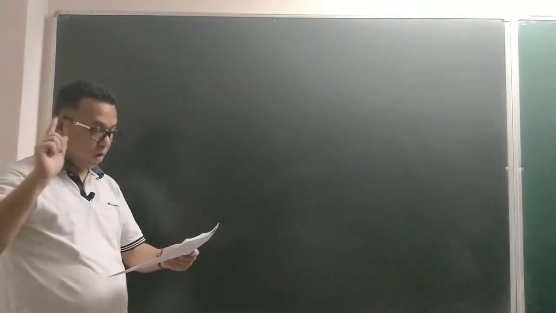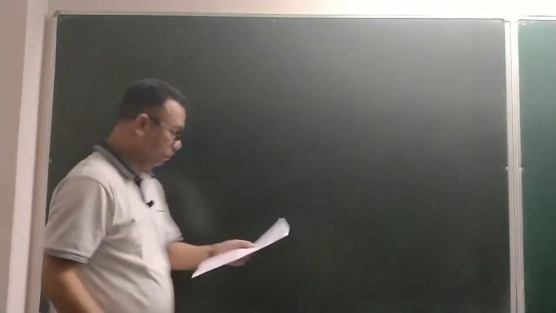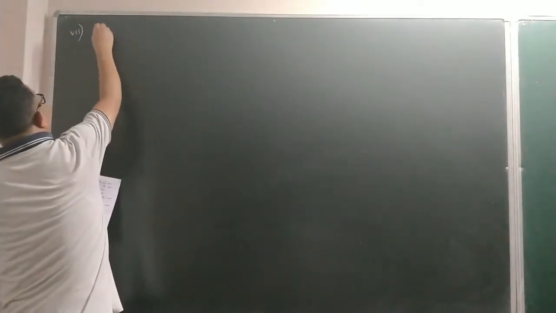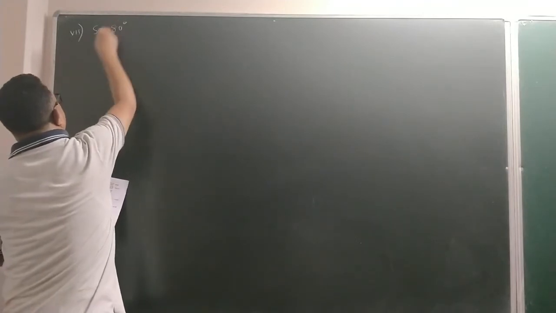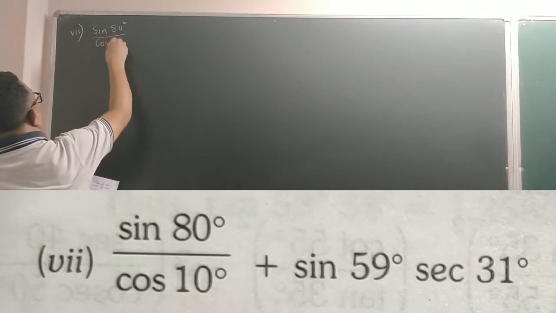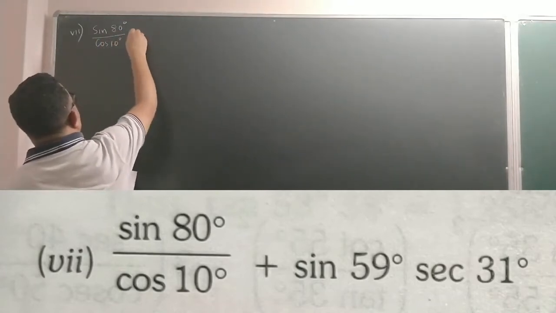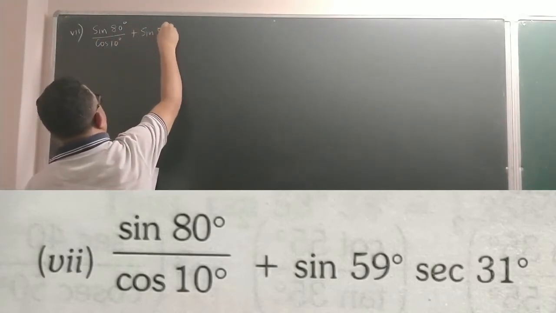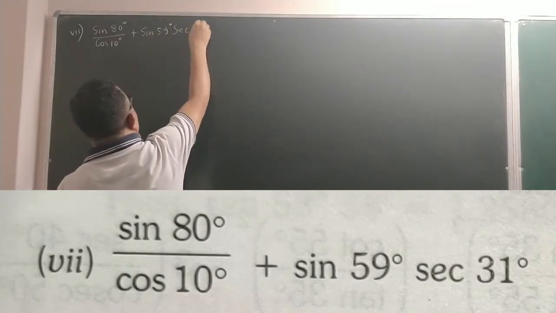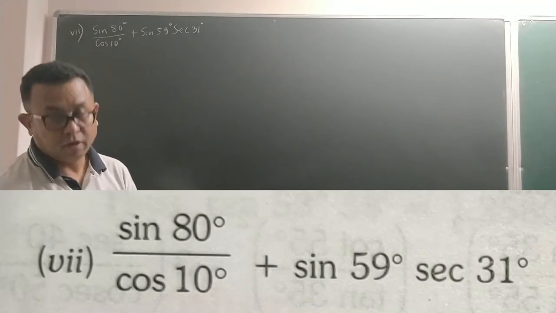Let me solve one more question from question number 1. Yeah, this is question number 1-7. It is sine 80 degree by cos 10 degree. Then plus this is sine 59 degree sec 31 degree. Alright.